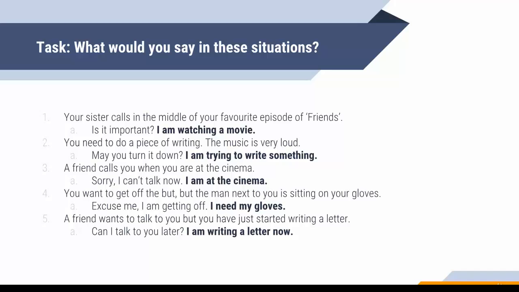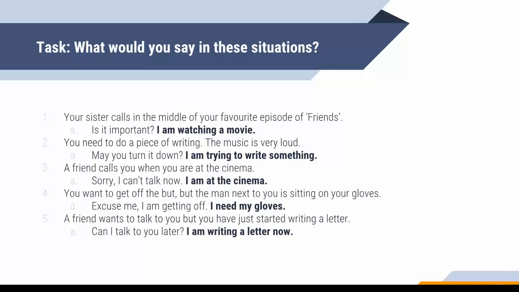When you add the ing form, y is never changed. Try to do something. Try plus to plus verb. And something, because you have a positive sentence and you speak about things. You do know a lot already, no? Okay, number 3. A friend calls you when you are at the cinema. Sorry, I can't talk now. I am at the cinema. The verb to be, present simple, present continuous, there is no difference in the form.